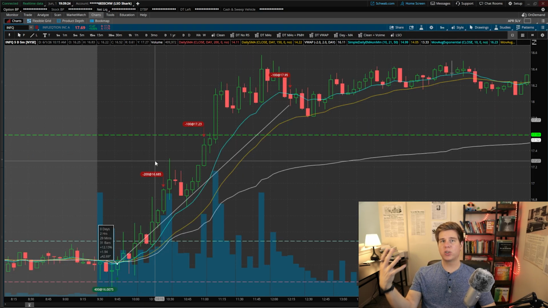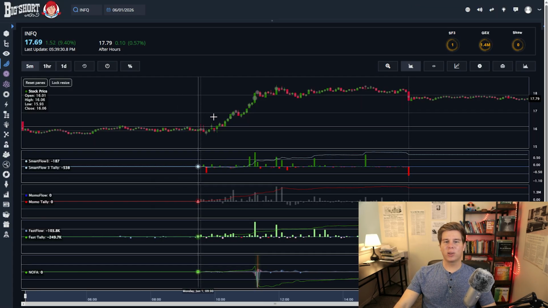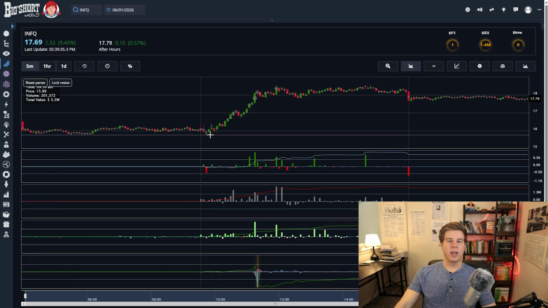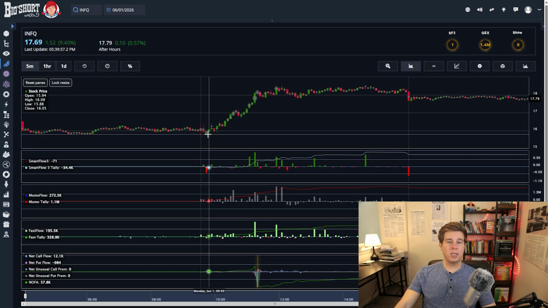So if you're trading off of just price action and regular indicators, maybe you would have gotten into this move, but SF3 gave me a lot more confidence in getting into it right here and having the stop right here, because the risk reward, as you can see, was pretty good.